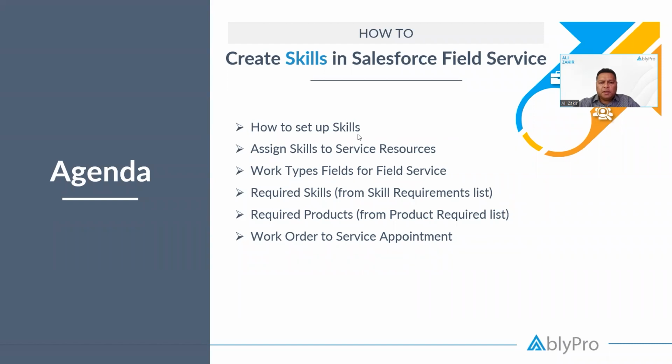So the agenda today, we're going to talk about how we set up skills, why they're important, and how they're utilized. Then we're going to assign those skills to service resources. Then we'll talk about work types and how those skills are used. Then we'll talk about required skills for a particular type of job. And then we'll touch upon required products. And then finally, we'll talk about how work orders to service appointments, how skills come into that also.